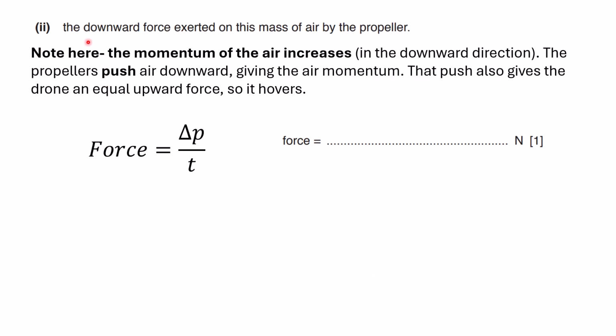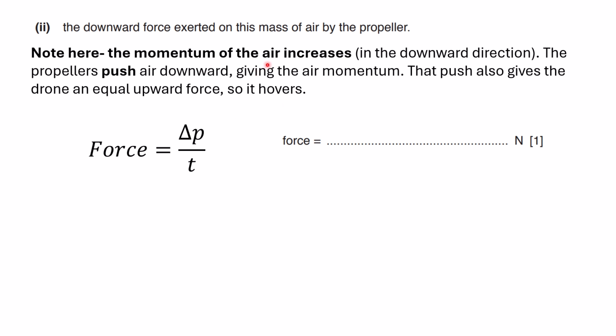All right, let's keep going. So the next one is asking the downward force exerted on this mass of air by the propeller. And note here, the momentum of the air increases in the downward direction. So the propellers push air downward, giving the air momentum. The push also gives the drone an equal upward force, so it hovers.